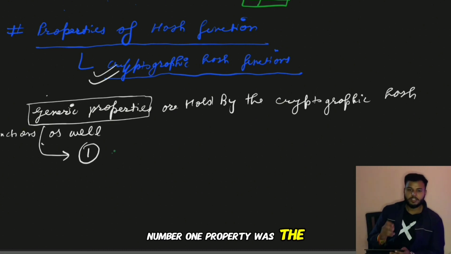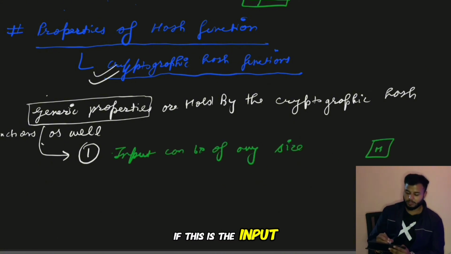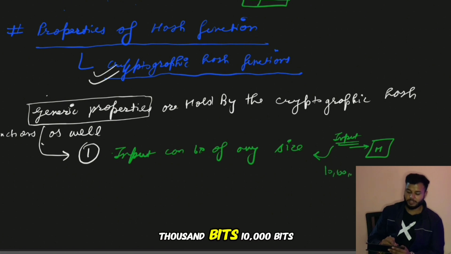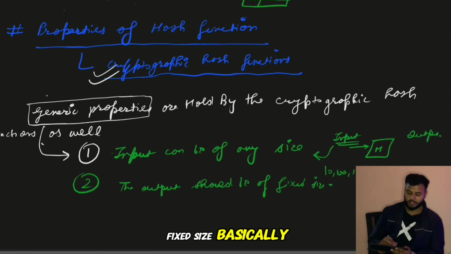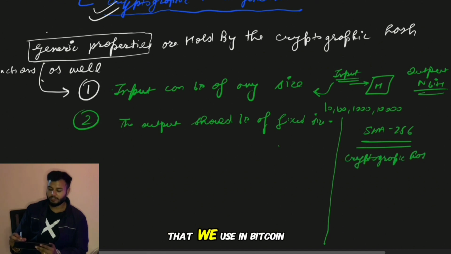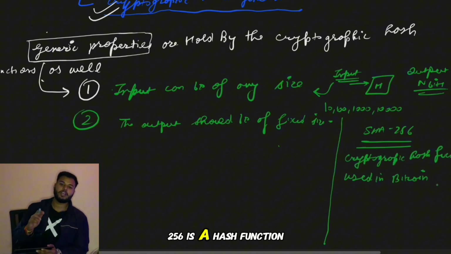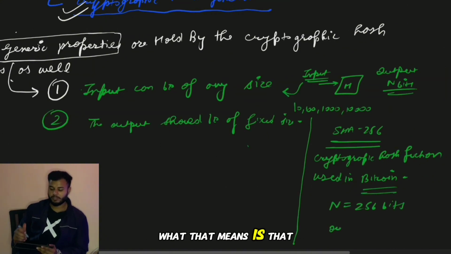Number one property was that the input we are giving to the hash function h can be of any size. It can be 10 bits, 100 bits, 1000 bits, 10,000 bits, any size. Another property we studied was that the output should be of fixed size, let's say n bits. Just to give you a brief example, SHA-256 is a cryptographic hash function that we use in Bitcoin. For that hash function, n is 256 bits. What that means is that the output of SHA-256 can be only 256 bits.